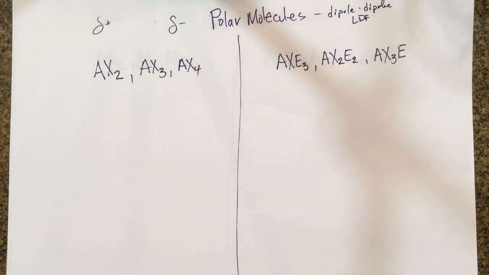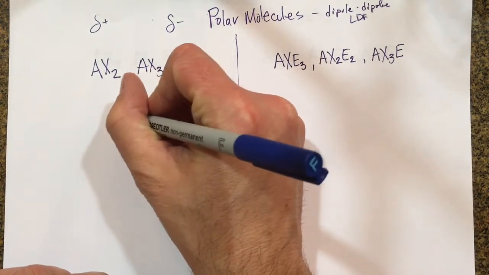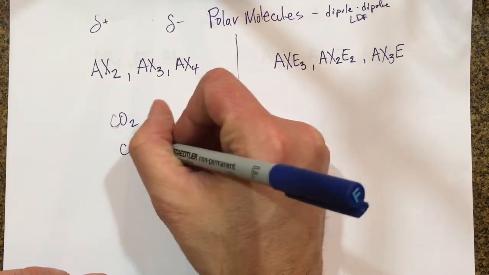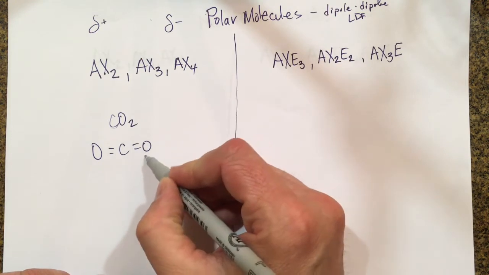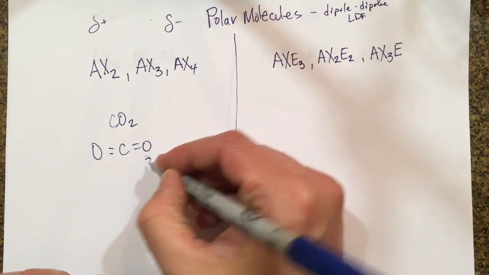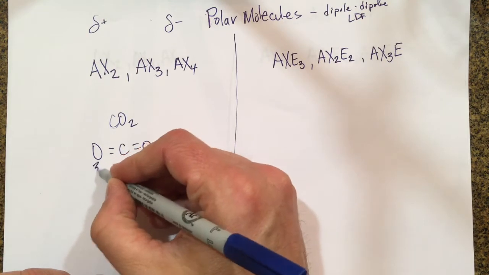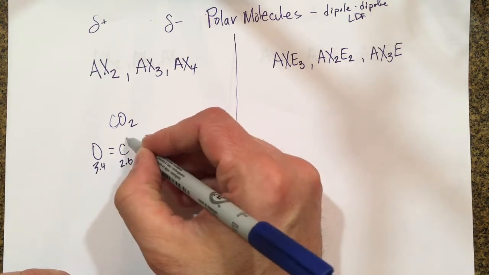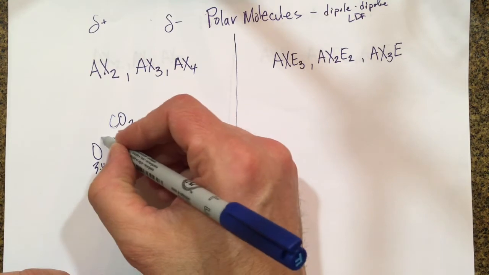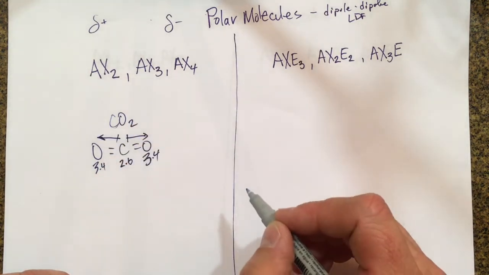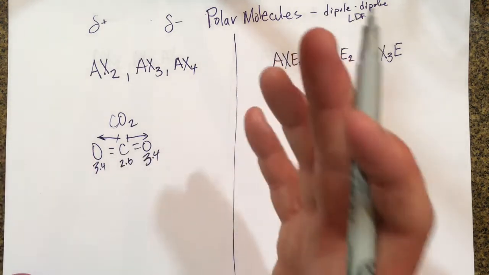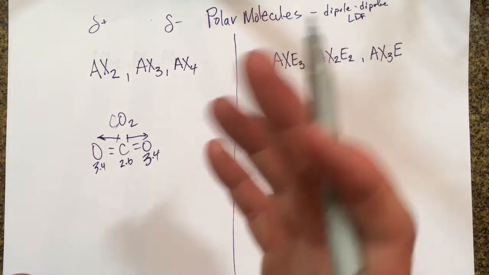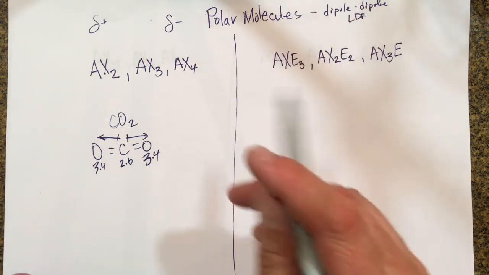A convenient molecule to consider is carbon dioxide. Now, carbon dioxide has got a carbon double bonded to an oxygen, double bonded to an oxygen. The oxygens have an electronegativity of 3.4, and carbon is 2.6. So the electrons are being pulled in equal and opposite directions. And so while the electrons are being pulled away from carbon, the oxygens on each side are equally balancing this out. I like to think of it as a tug of war.